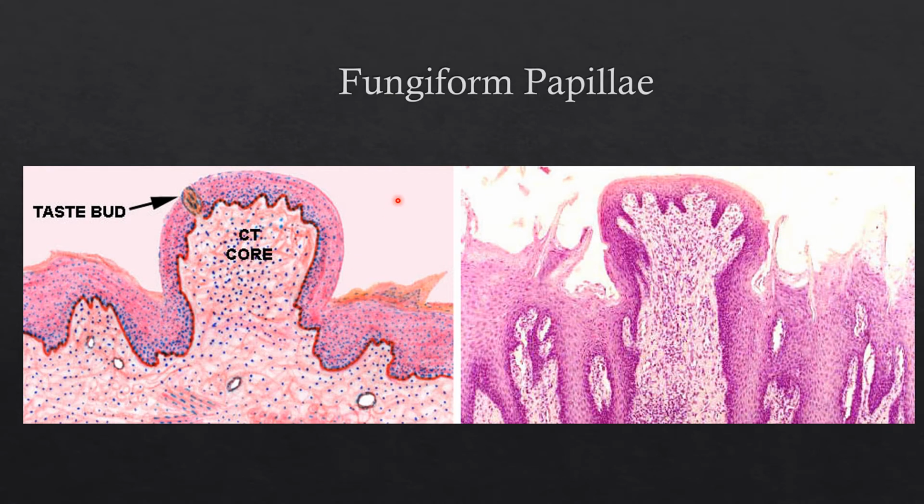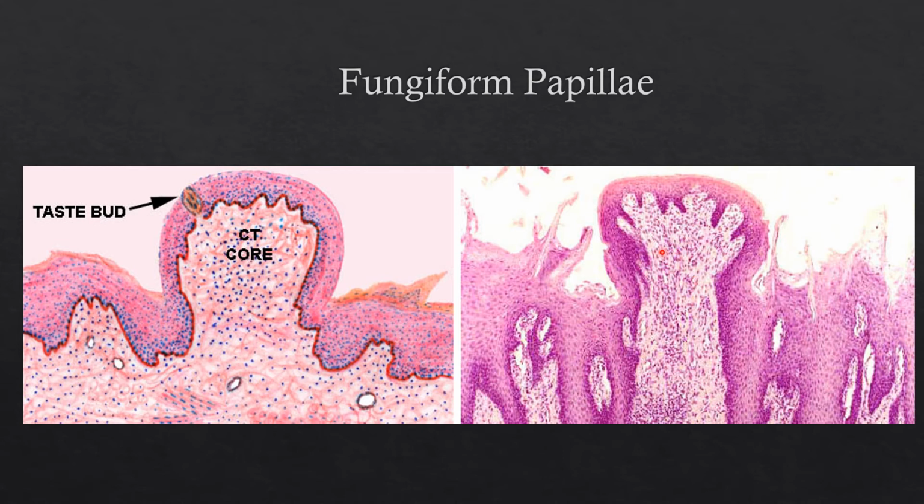Next is the fungiform papilla. Fungiform papilla is less numerous and is present near the tip of the tongue. It resembles a mushroom-shaped structure, and it is lined by stratified squamous non-keratinized epithelium. And there is a presence of a prominent core of lamina propria in it. This is the lamina propria.